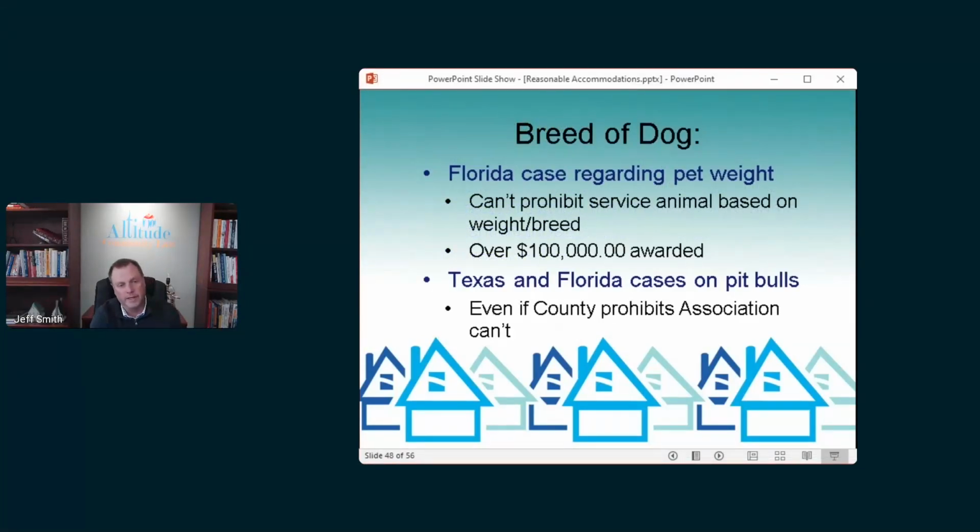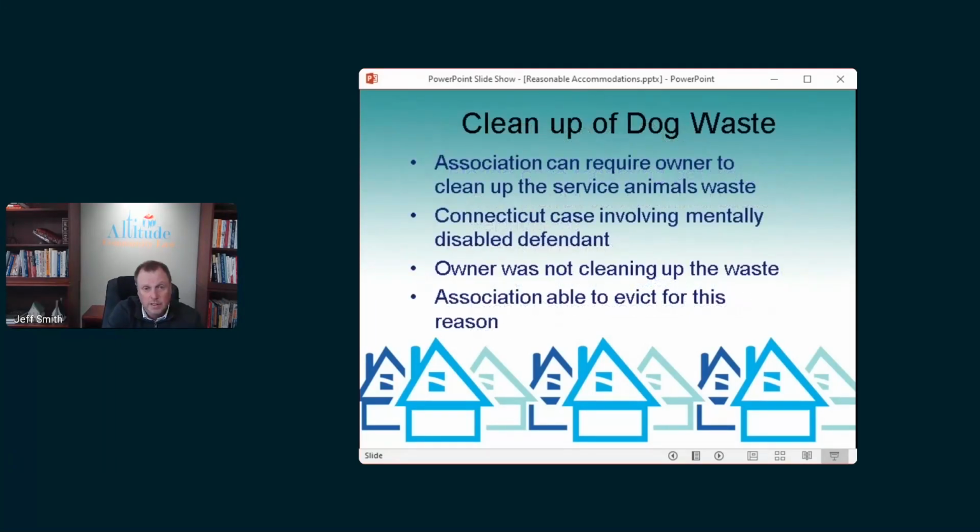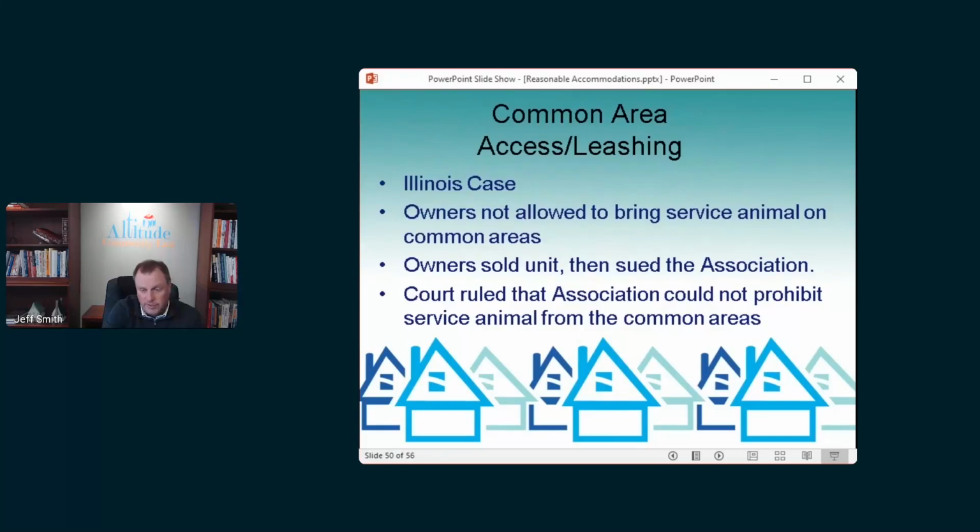So just a couple brief things. Breed of dog we talked about briefly, but you can't prohibit the breed of dog or the weight of the dog, even if you have those requirements in your declaration. Again, cleaning up of dog waste, they are required to clean those things up. Sorry, we only have about 4 minutes, so I'm trying to get through these. Common area access and leashing, we talked about that. You can't prohibit service animals from the common areas. We can require animals to be on leashes unless whatever they are there to do would require them to be off leash.